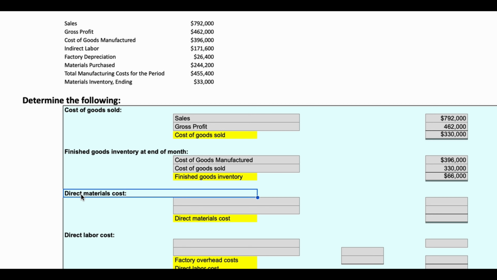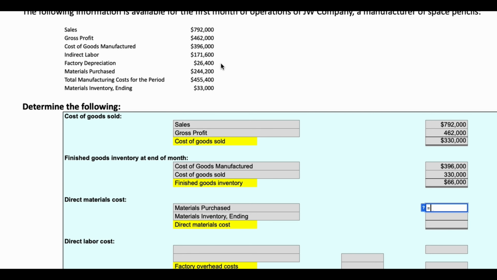Next, we'll do the direct materials cost. Similar to what we did before, but this is the first month of operation, so there is nothing existing in here. We're going to go ahead and start with total materials purchased. And then we're also going to go ahead and take our materials inventory ending. The cost for materials purchased is $244,000. Materials ending inventory was $33,000. And then we'll take the difference between the two of them. We come up with $211,200, which recognizes our direct materials costs.